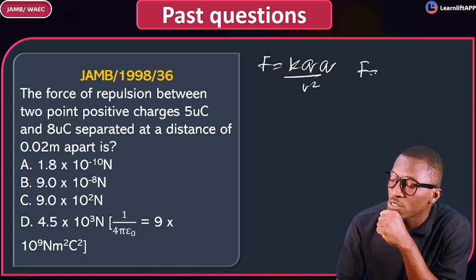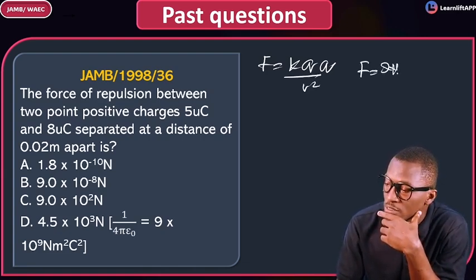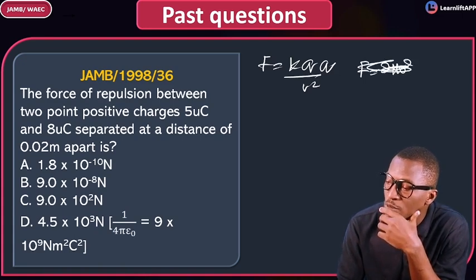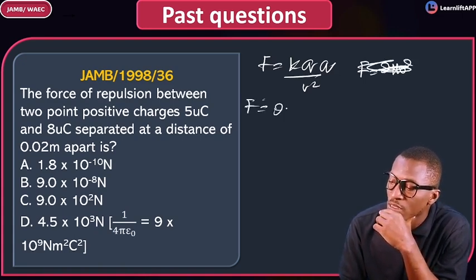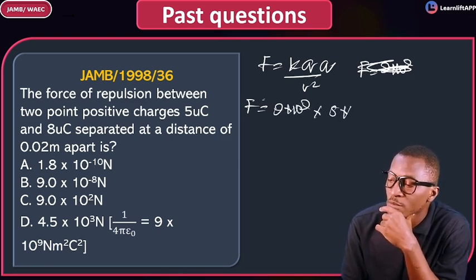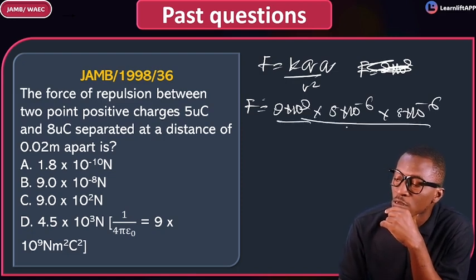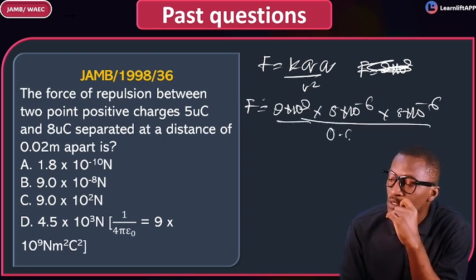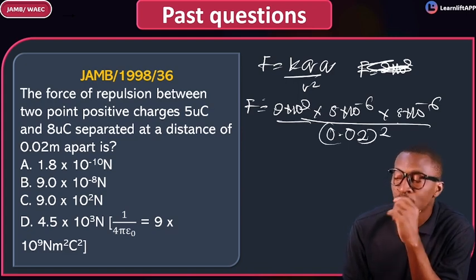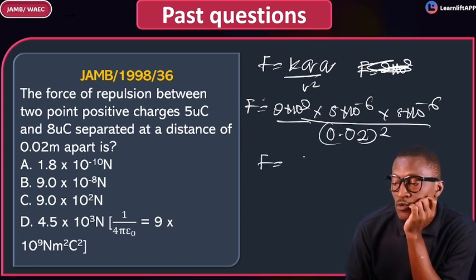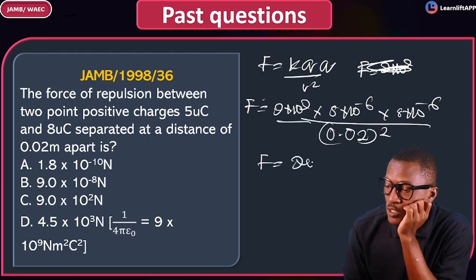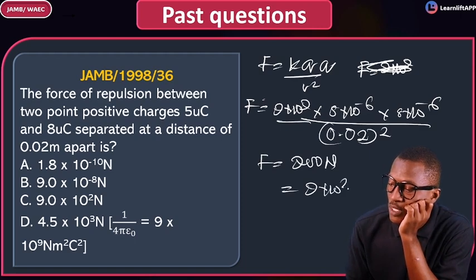So the force was given as, what is K? 9 times 10 raised to the power 9. Let me write it here. The force is 9 times 10 raised to the power 9 times 5 times 10 raised to the power minus 6 times 8 times 10 raised to the power minus 6, all over 0.02 all squared. If you do this very well, you're going to get 900 Newton. And that's the same as saying 9 times 10 raised to the power 2 Newton.